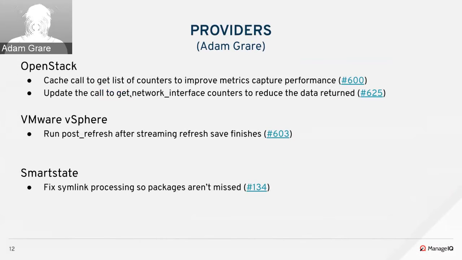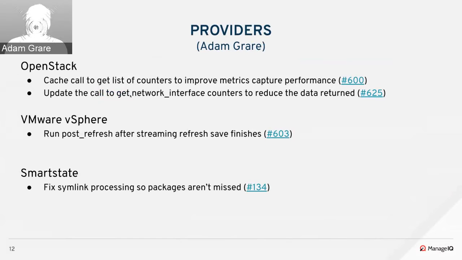In OpenStack, this was all about metrics performance this sprint. We were previously getting a list of all the counter names per VM as the first API call when we go to collect metrics. These things don't change all that often, and it was incurring a lot of overhead for the extra API calls.